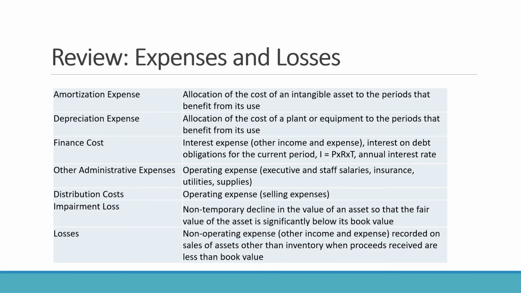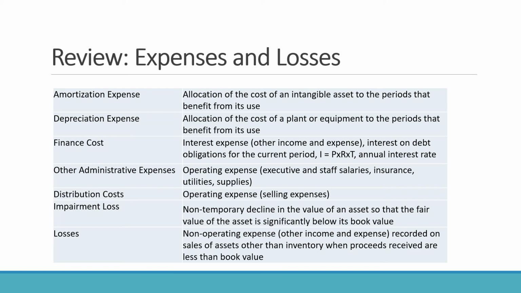Typical expenses and losses include amortization expense and depreciation expense. So we've talked about both of these items in connection with our discussion of non-current assets. We said that amortization expense is where you're allocating the cost of an intangible asset that has a limited life to the periods that benefit from its use.